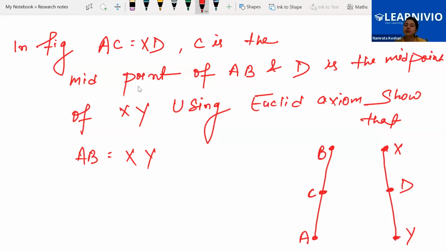Okay, this is the figure and this is the question. First try it, then we will be doing it together. Okay, do try this question.